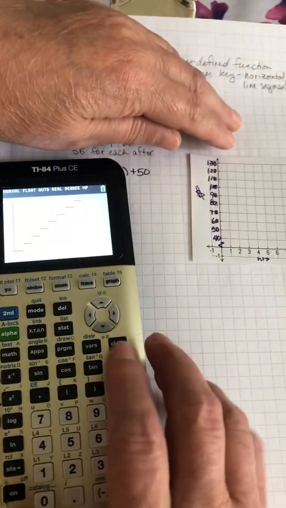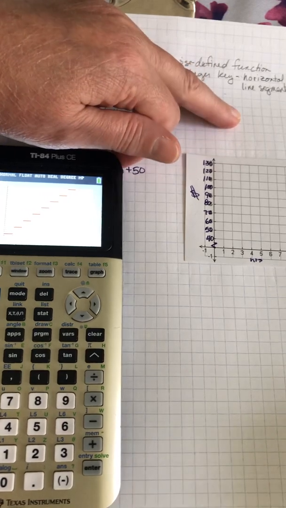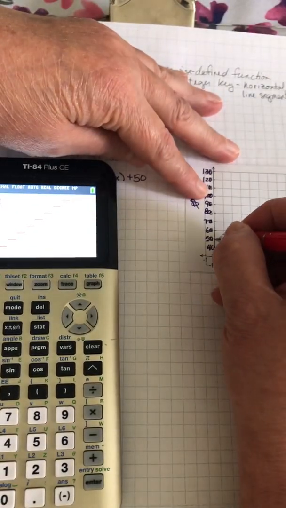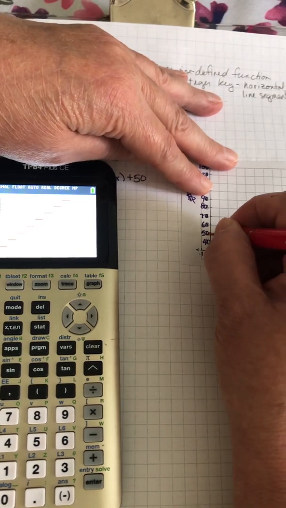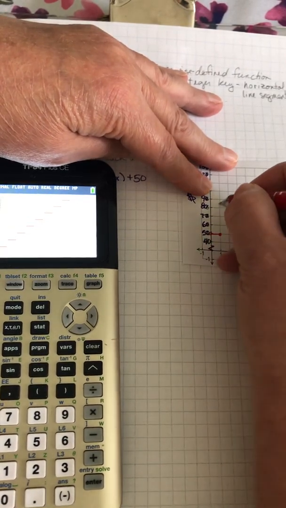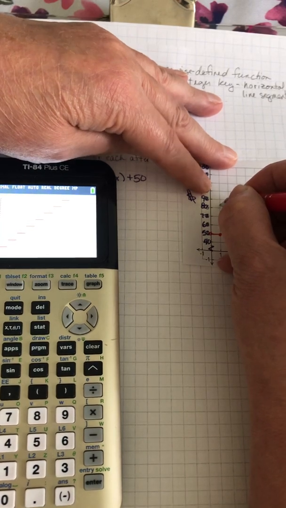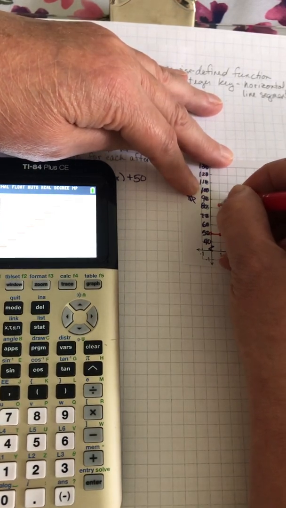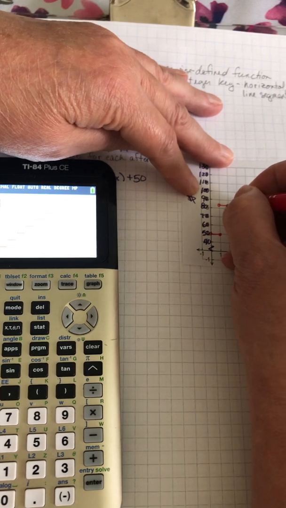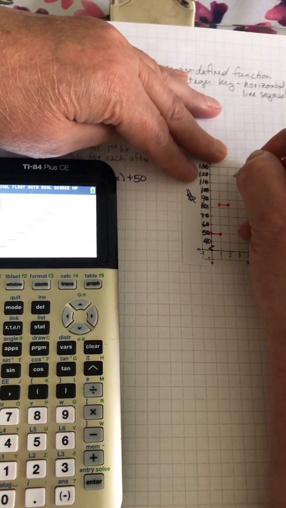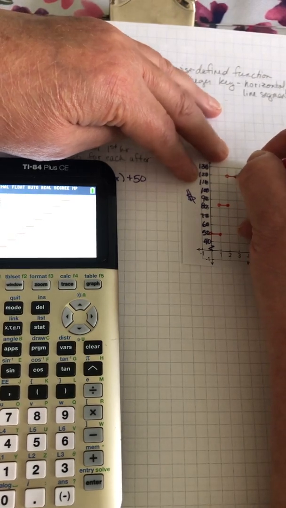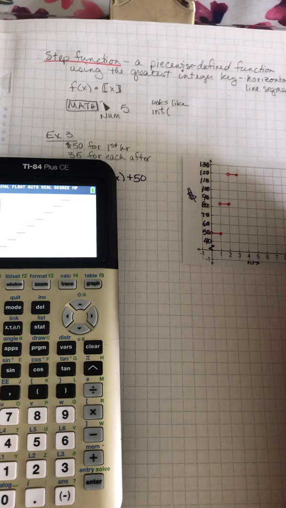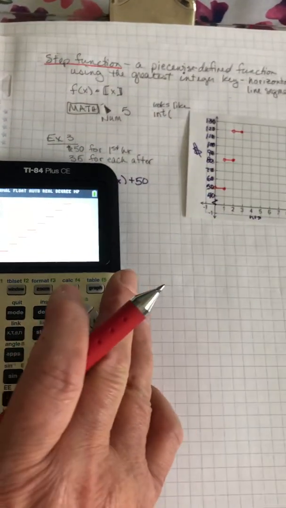Okay, so if I was translating that to my graph, I just know it's going to be an open circle here, go to here, add 35, that's 85. See, I told you there wasn't going to be very many. Open circle here, closed circle here, 120. Open circle here, closed circle here. So I could have made it bigger.